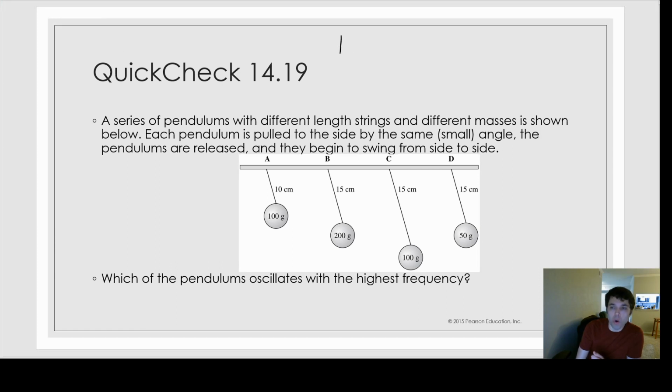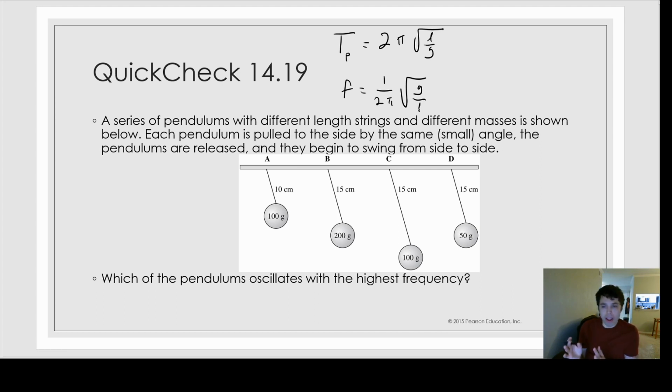Highest frequency. All right, well, now we have a pendulum here. Period is 2 pi square root of L over g. But it's asking for frequency. So frequency then is the opposite of that. Flip it over: 1 over 2 pi times the square root of g over L. All right, well, look at this now. No math here, right? It's about the relationships. g is the same for all of them, right?